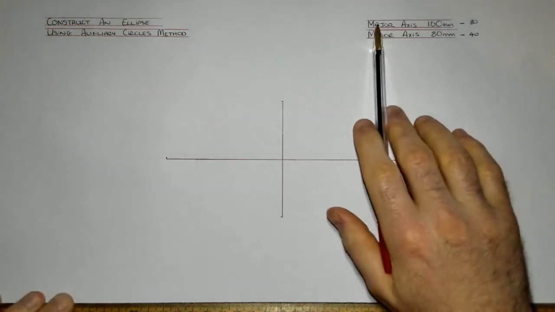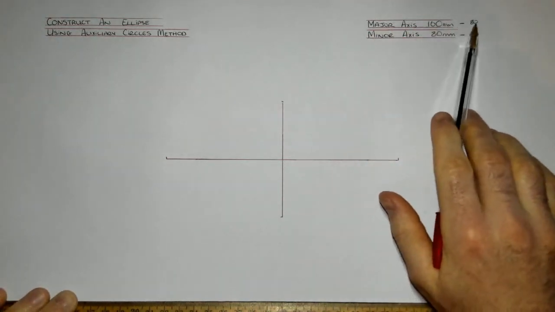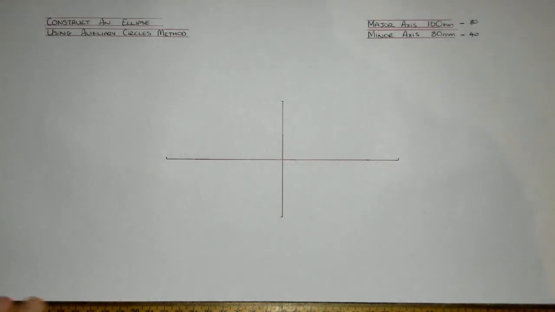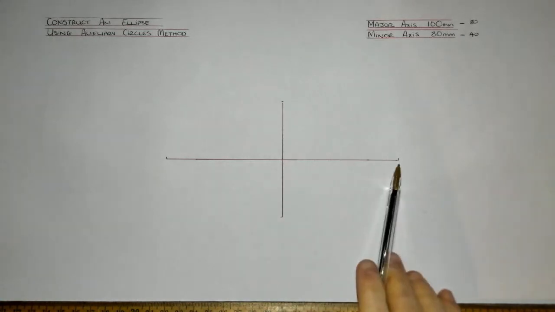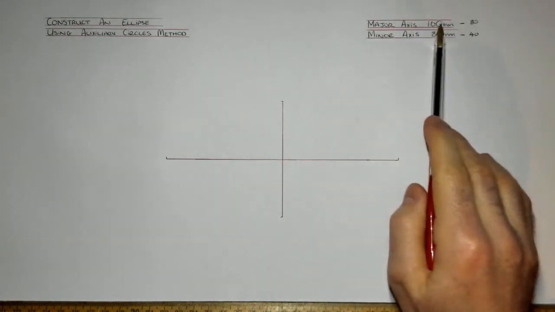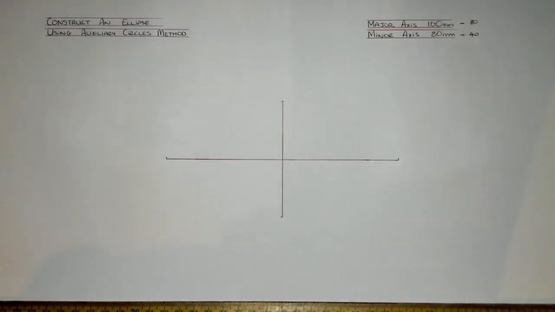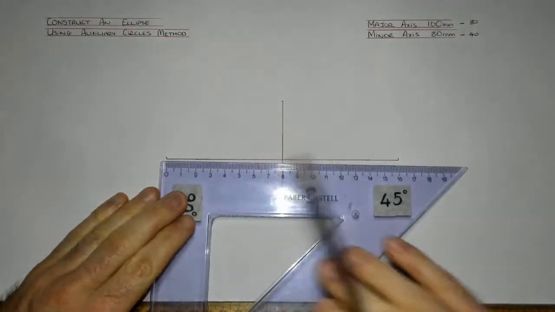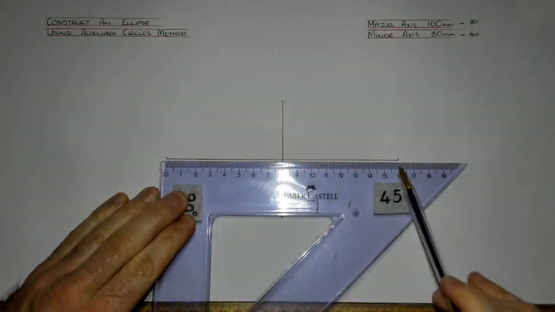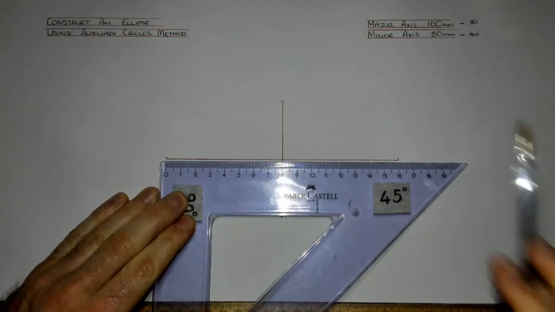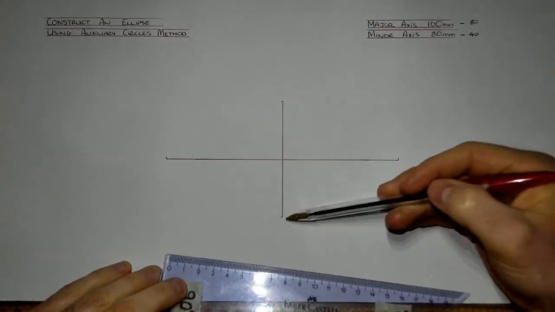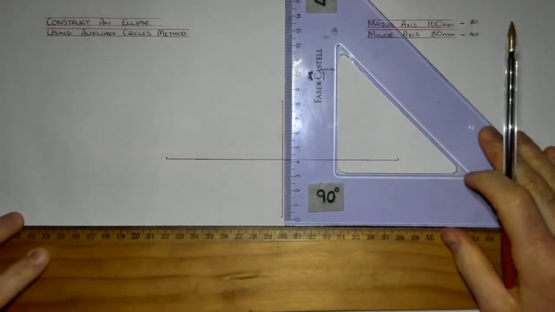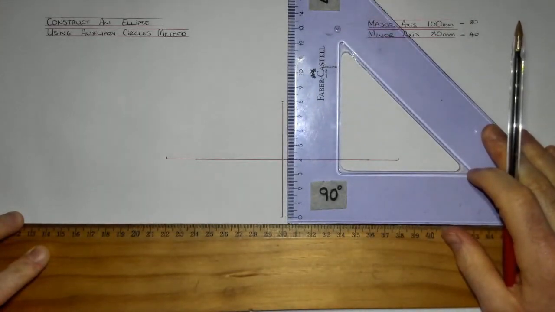But if they tell you the overall length is 160, you divide it in two to get the radius. Now, as you can see here, I've already got my axes drawn in. I have a long line here, which is the major axis, 160 millimeters long, from end to end. Then I've got the short line going vertical, which is the minor axis, which is 80 millimeters long.